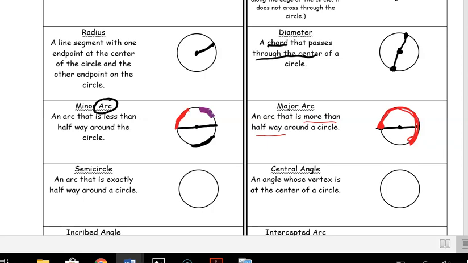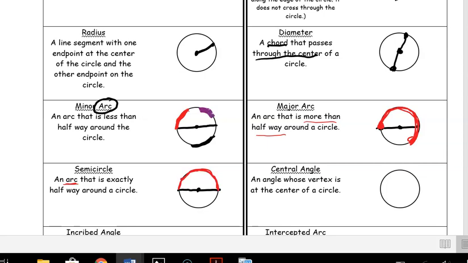In between there is what you would have, a semicircle. The semicircle is the arc that is exactly halfway around the circle. So if I start with that same diameter, a semicircle is the arc that goes halfway around. So it's not less than half, it's not greater than half, it is exactly half. All right, so that's our semicircle.